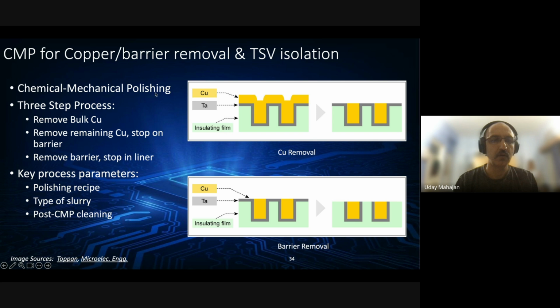The process is designed to stop and slow down on the barrier layer. The third step is you remove the barrier and stop in the liner to ensure that all the metal, all the barrier, everything is cleared from the field area. You cannot have any conductive material here, because that will cause major performance and reliability problems with subsequent metal layers. And the key process parameters here, of course, are the polishing recipe, the process conditions, what force you use.